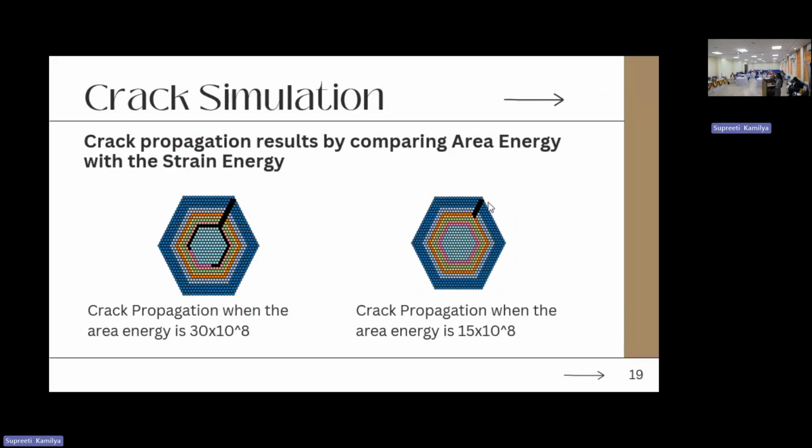And this is when we are considering the area energy with the strain energy. In the first case, we are taking the area energy to be 30 into 10 to the power 8 joules, while in the second scenario, we are considering it to be 15 into 10 to the power 8 joules. When we are considering a higher area energy, we are seeing that many more cells are satisfying the criterion of having strain energy lesser than area energy, so the crack is propagating further. When we are considering a lesser area energy, only a lesser number of cells are able to satisfy the criterion, so the crack is not able to propagate after a point.